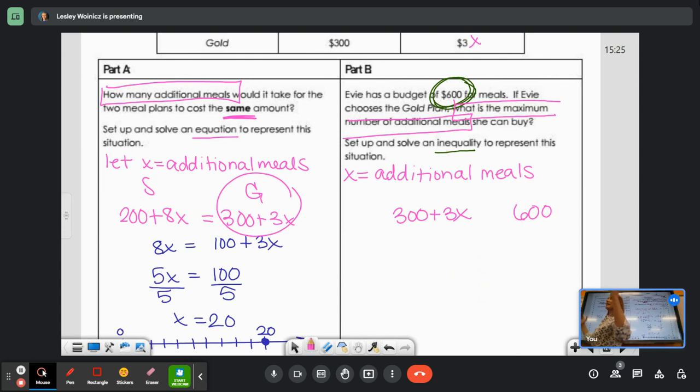Now, 600 is the maximum that she can spend. So could she go over her budget? So we can't do greater than. We can't do greater than or equal to because that would max out our budget. A vote for less than or equal to? 2 votes for less than or equal to? I like it. Because can't she spend the entire 600? Mm-hmm. Yeah, she won't have any money left over for Taco Bell, but she can do it. Okay, so we're going to say less than or equal to.